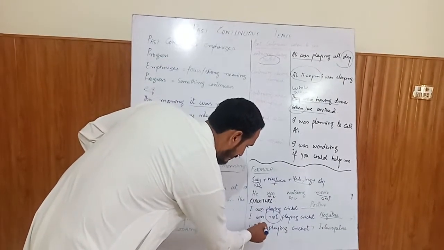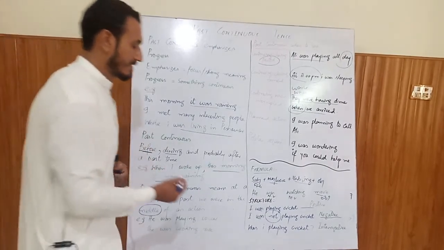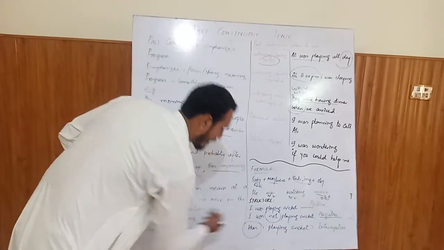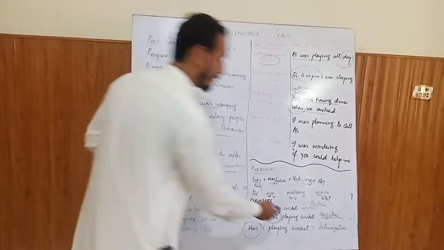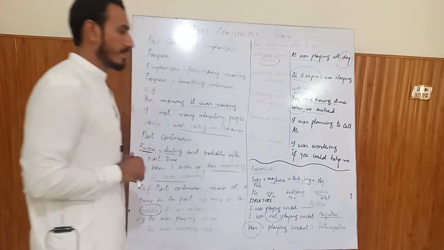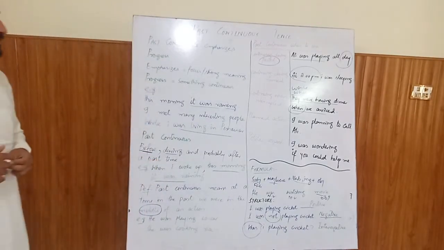This is a helping verb. So the helping verb will come at the start. Was I playing cricket? And in the end, we are putting a question mark.